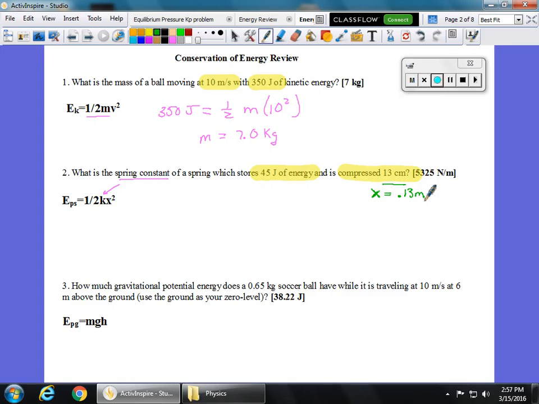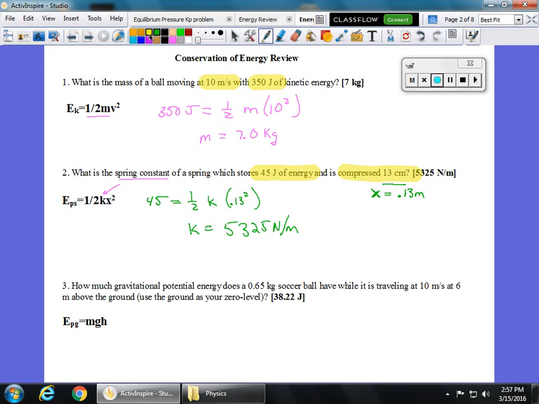So let's substitute into our equation. 45 joules of energy is equal to 1/2 times the spring constant k, which is what you're trying to find in this case, times x, which is 0.13. And again, it's squared. You're going to have to do that squaring first to get the correct answer. And when you solve for k, you get 5,325 newtons per meter. That's the correct unit for the spring constant.